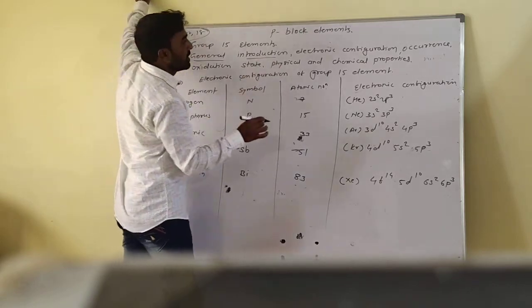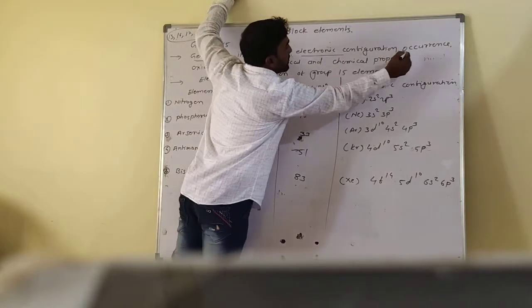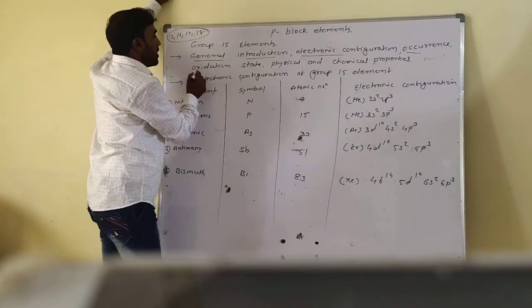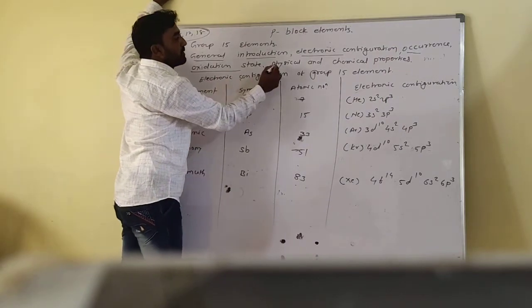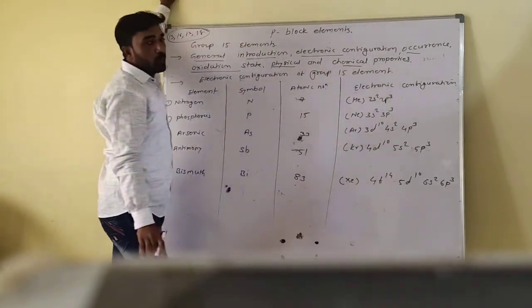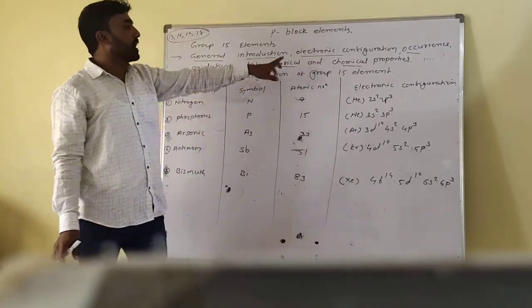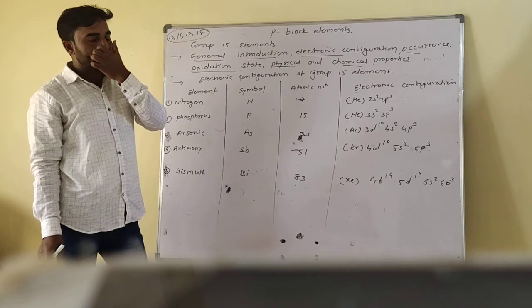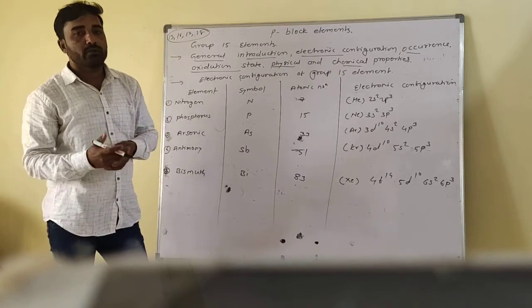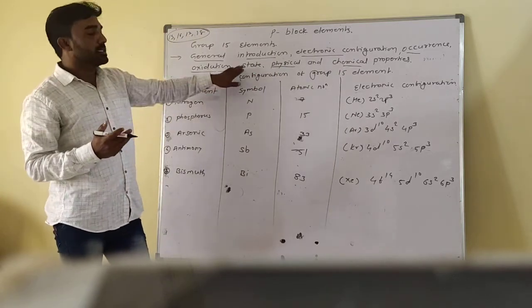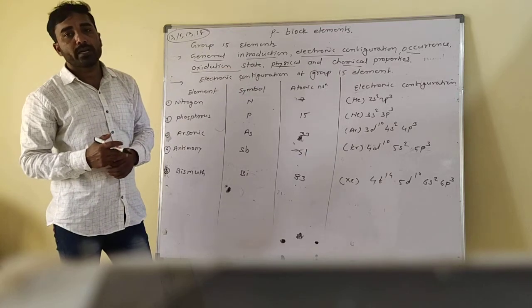Now second point, electronic configurations. Third point, occurrence. Fourth point, oxidation state, physical and chemical properties. So these are the points: introduction, electronic configurations, occurrence, oxidation state, physical and chemical properties.